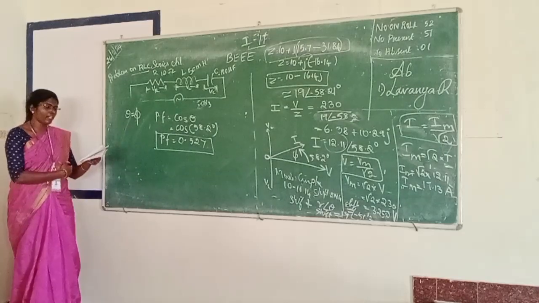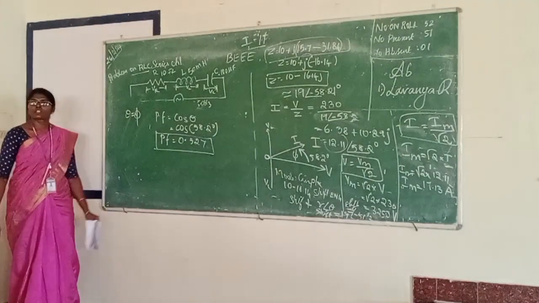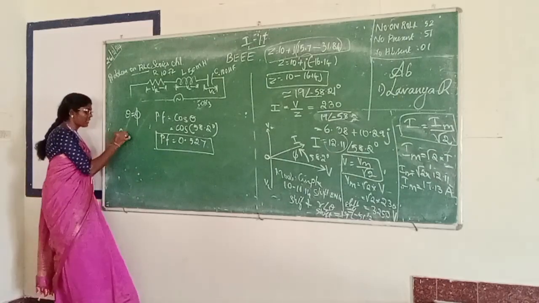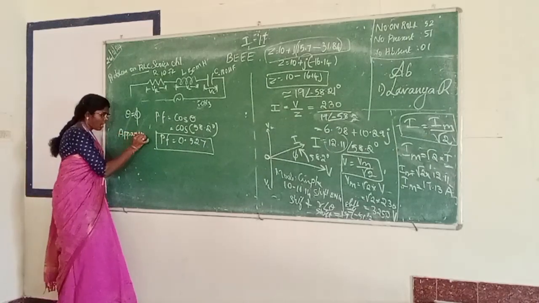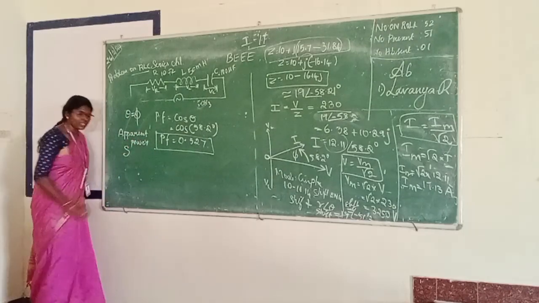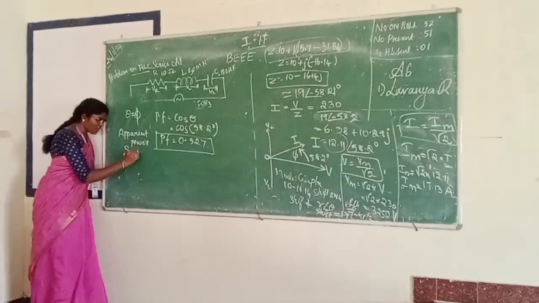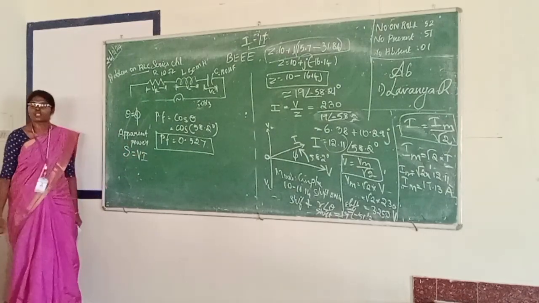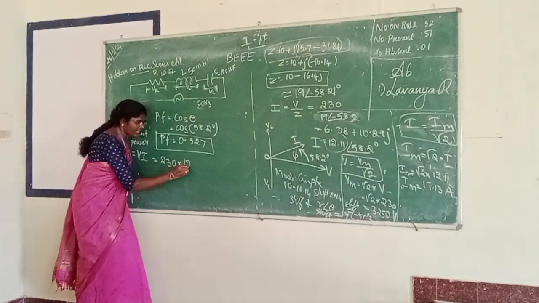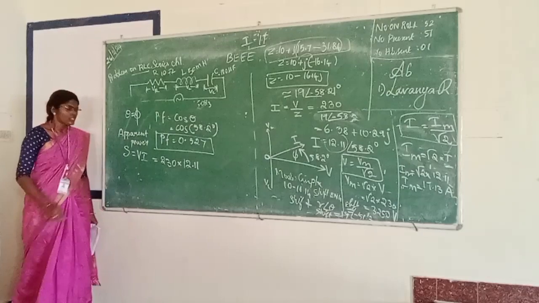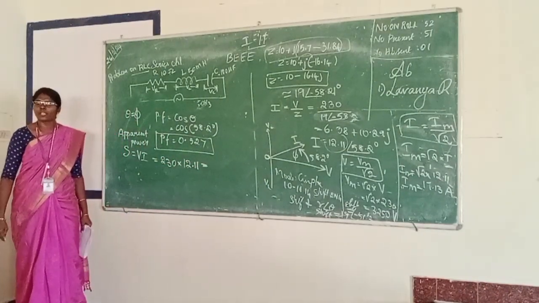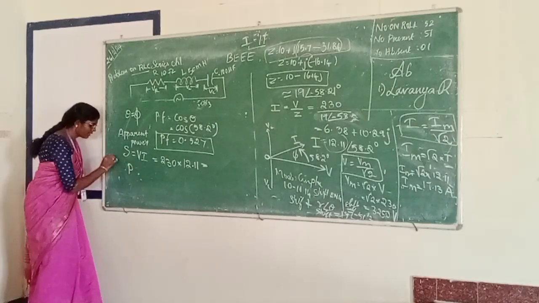Next, what you have to find out? Apparent power. Apparent power is represented by S. The formula for it is V into I. We know the value for V, that is 230. And what is the value for current? That is 12.11. Just multiply these two and you will come to know the value for apparent power.